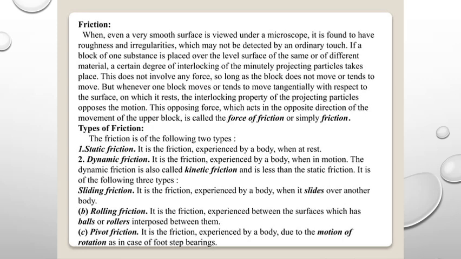The types of friction. First one is static friction. It is experienced by a body when at rest. Dynamic friction is experienced by the body when motion is taking place. Sliding friction is when a body slides over another body. Rolling friction is where a ball or roller is interposed between the surfaces. Pivot friction is experienced due to the motion of rotation.